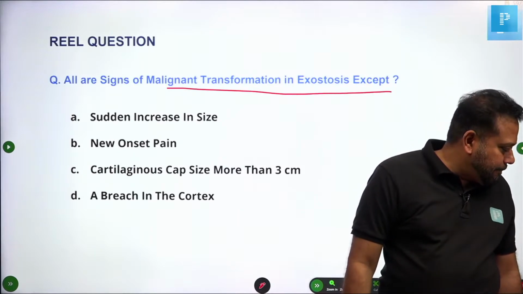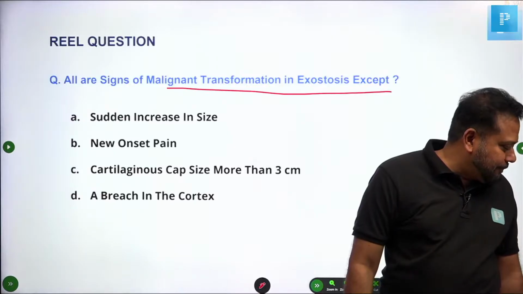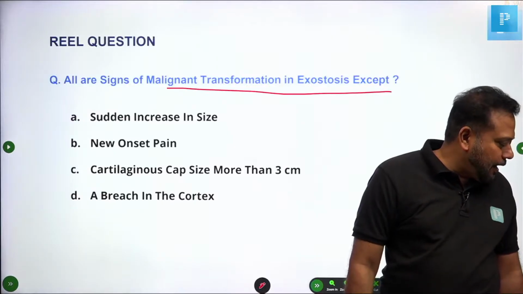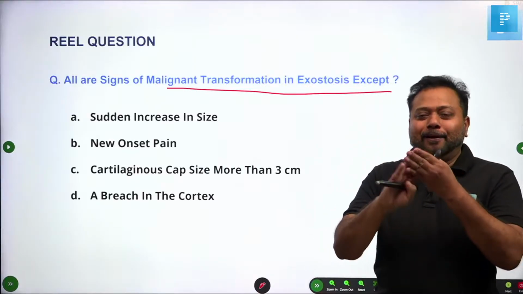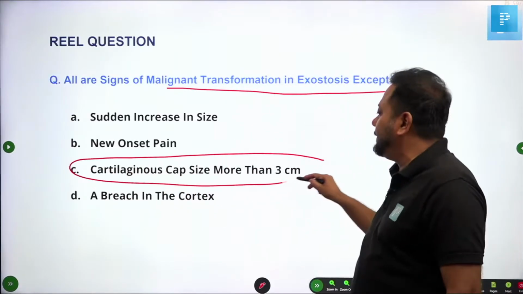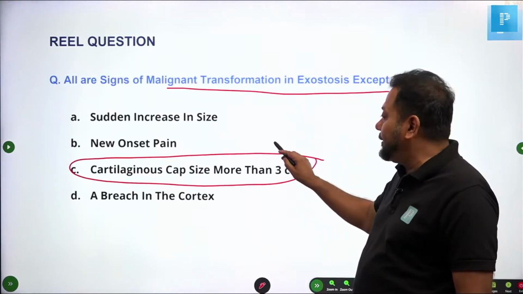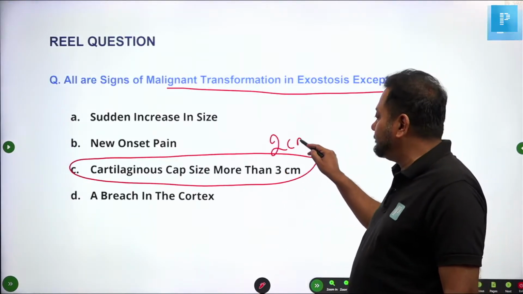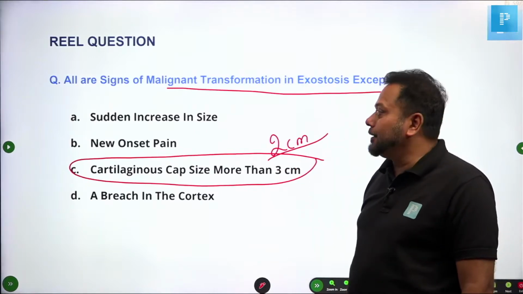Parnitkar, Sayeda, Gracia, Supriya, Anubhav Avasthi, Risha. Now everyone is coming with the right answer. Superb, great. Cartilaginous cap size more than 3 centimeters is the exception. It should not be 3 centimeters. It should be 2 centimeters. More than 2 is enough to say it is malignant transformation.